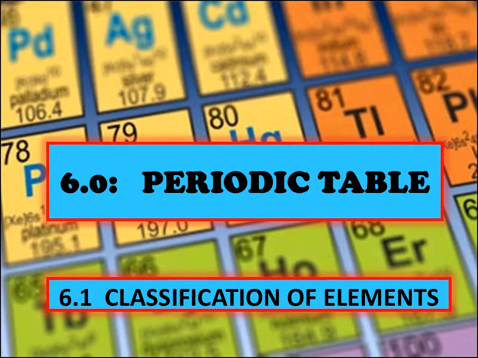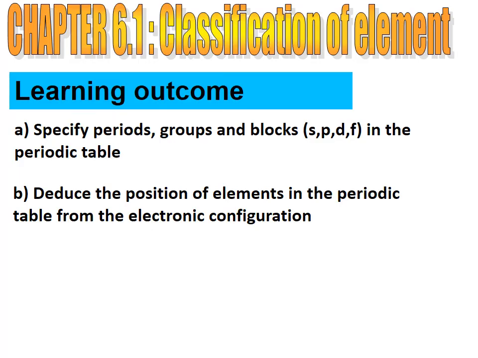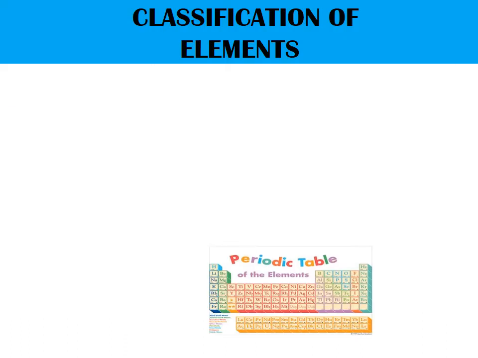Hello class, today we are going to discuss chapter 6, the periodic table. So the subtopic is 6.1, classification of elements. The learning outcome will be to specify periods, groups and blocks in the periodic table and deduce the position of elements in the periodic table from the electronic configuration.